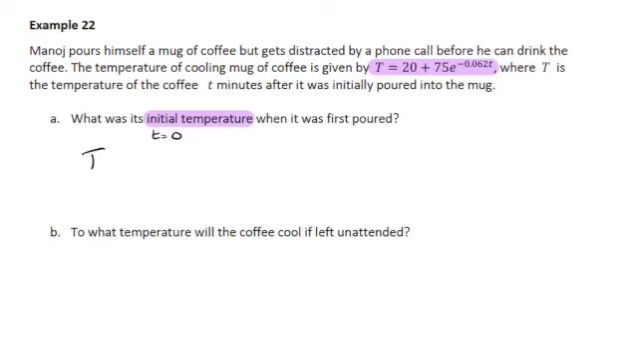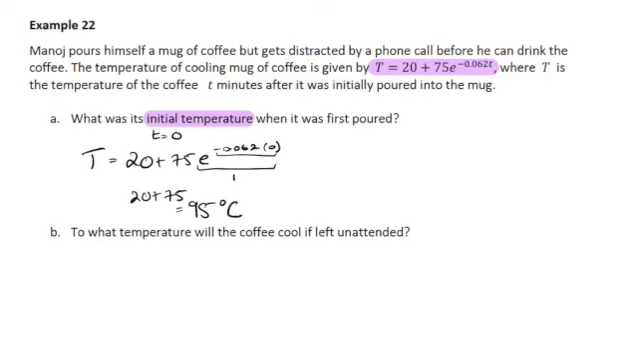The word initial means at the start, and that would of course be when the time is 0. So the way to find that is we would just substitute in little t as 0. That would be 20 plus 75e to the power of 0.062 times 0. Now all of this exponent is going to be 0, and e to the power of 0 is just 1. So we'll have 20 plus 75, which is 95. And of course, because it's an application, we want to make sure that our units are correct. So the initial temperature of the coffee was 95 degrees.